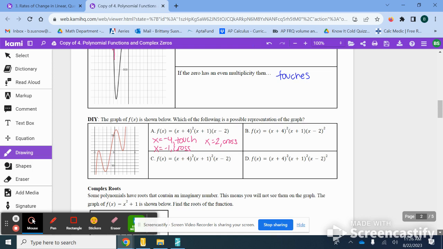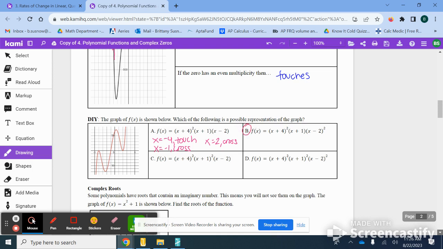So with that knowledge, A, B, C, and D. Let's see which one it matches with the graph, A, B, C, or D. You're trying to match it. Even touches, yes. Let's see. So at -4 it touches, at 2 it touches. It is B. Who said that? Yeah, good.